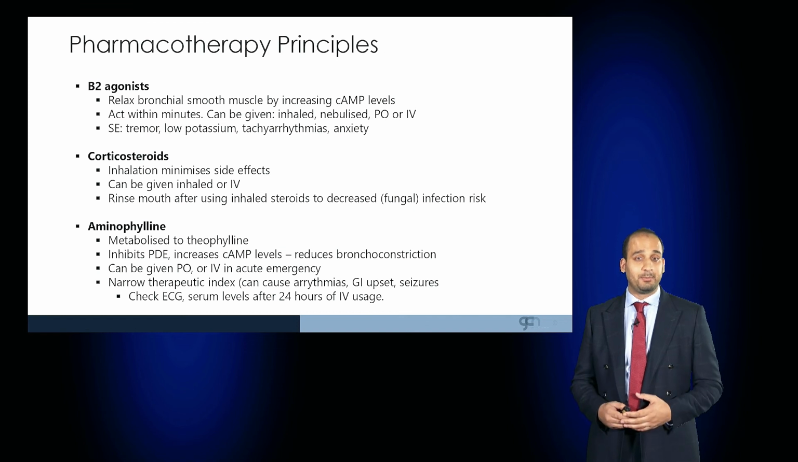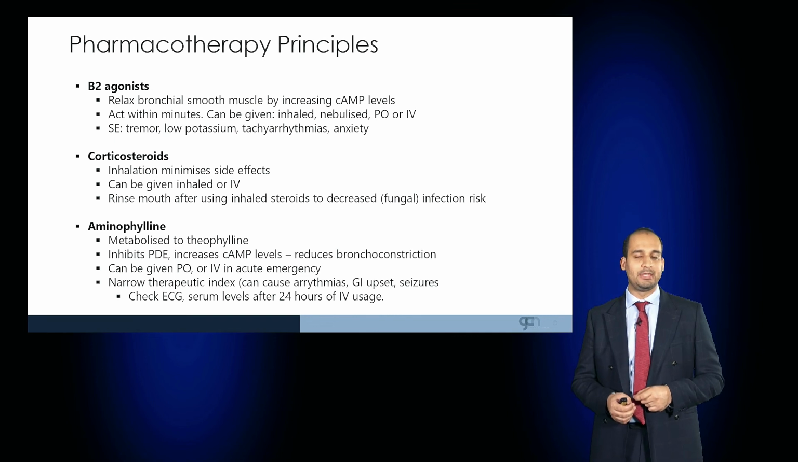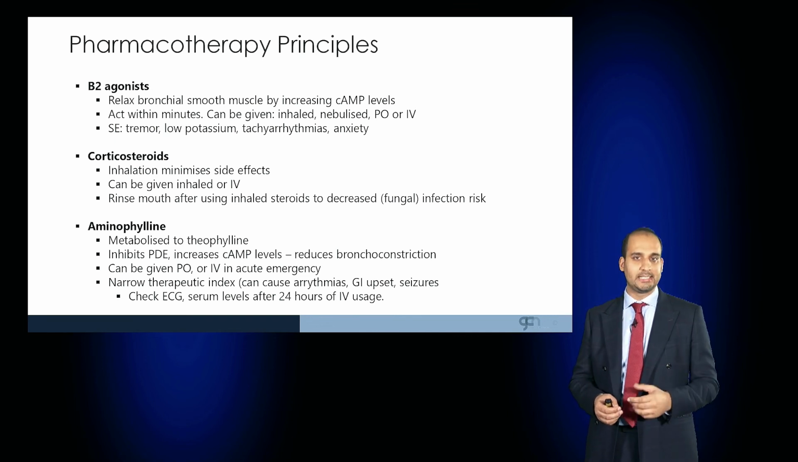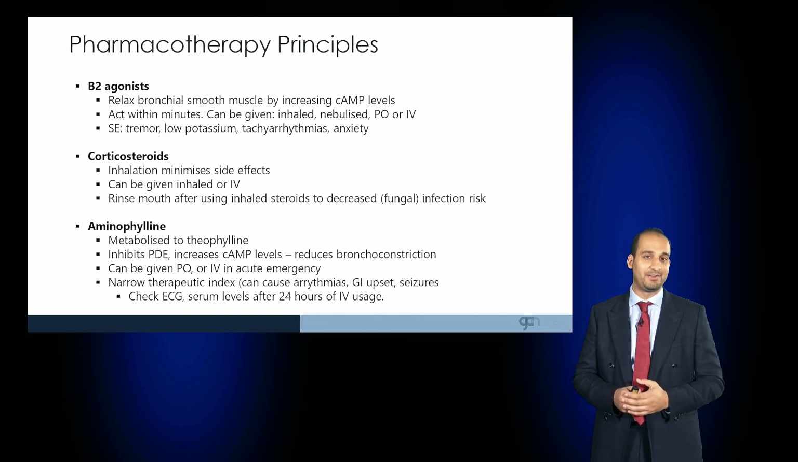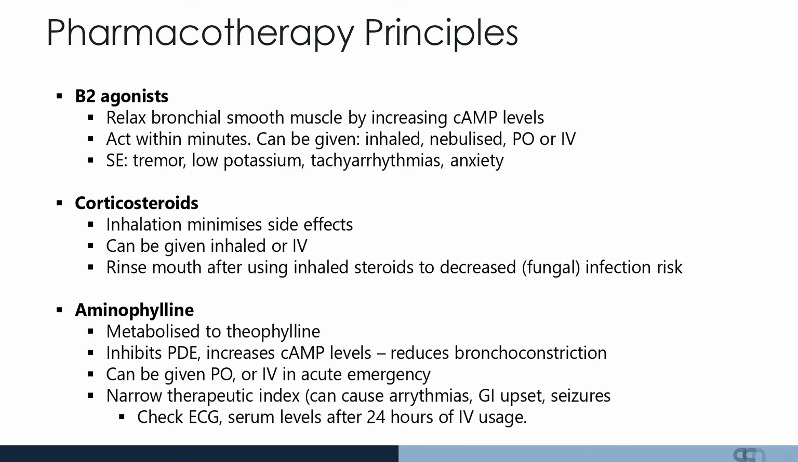Essentially, the pharmacotherapy principles: beta agonists are there to relax the bronchial smooth muscles by increasing cyclic AMP levels, and these can act very, very fast. They can be given inhaled or nebulized, orally or intravenously, depending on the severity. The side effects include tremor, hypokalemia, tachyarrhythmias, and anxiety. Steroids are given ideally through the inhaled route to reduce systemic side effects, or can be given intravenously or orally if required, again depending on severity. Patients should be encouraged to rinse their mouth after using inhaled steroids to decrease the risk of fungal infections.